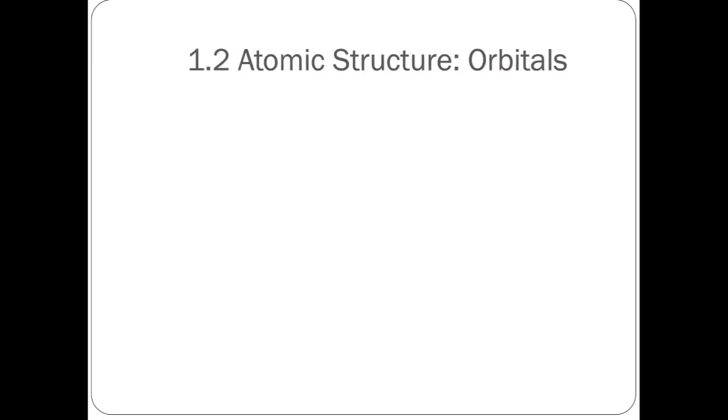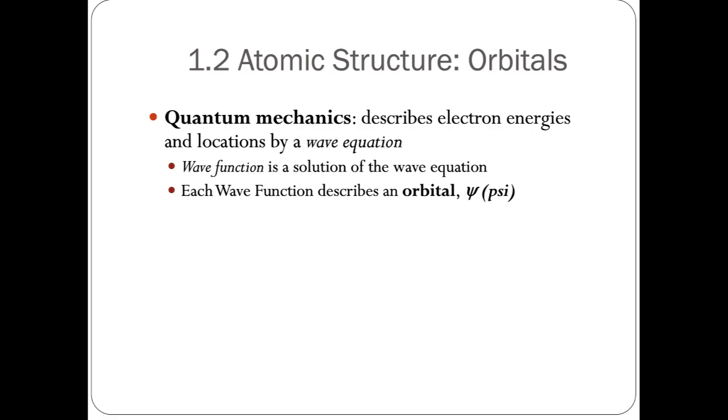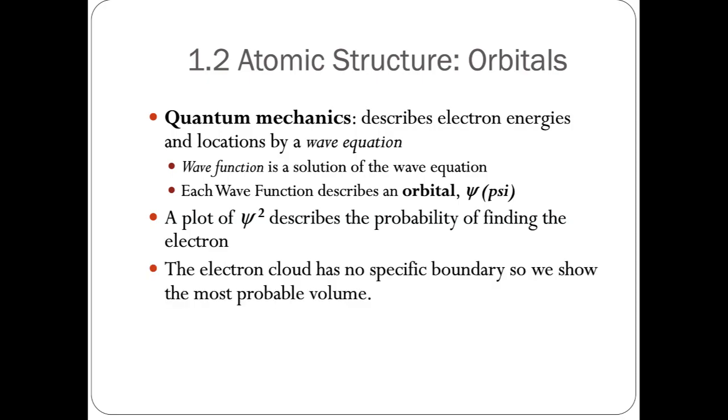Atomic orbitals describe where an electron is likely to be found in an atom. Molecular orbitals perform the same role in molecules. Quantum mechanics describes electron energies and locations by a wave equation. A wave function is a solution of the wave equation. Each wave function describes an orbital, psi. A plot of psi squared describes the probability of finding the electron. The electron cloud has no specific boundary, so we show the most probable volume. The boundary is called a probability surface.